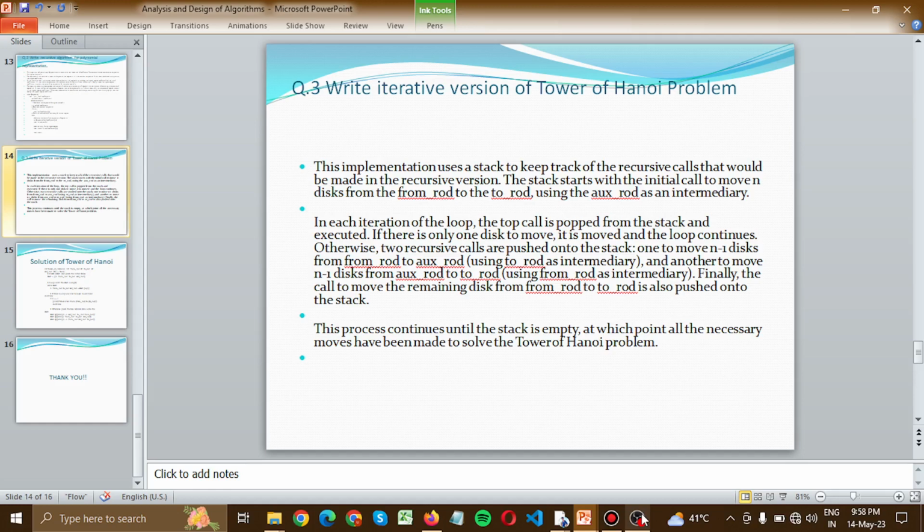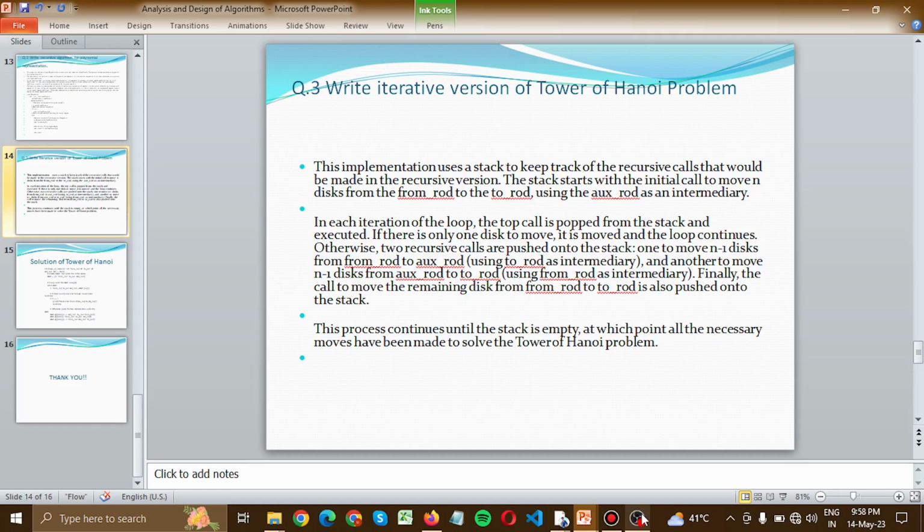In each iteration of the loop, the top call is popped from the stack and executed. If there is only one disk to move, it is moved and the loop continues; otherwise two recursive calls are pushed onto the stack. One to move n-1 disks from the from rod to the aux rod using the to rod as an intermediary, and another to move n-1 disks from the aux rod to the to rod using the from rod as an intermediary. Finally, the call to move the remaining disk from the from rod to the to rod is also pushed onto the stack.